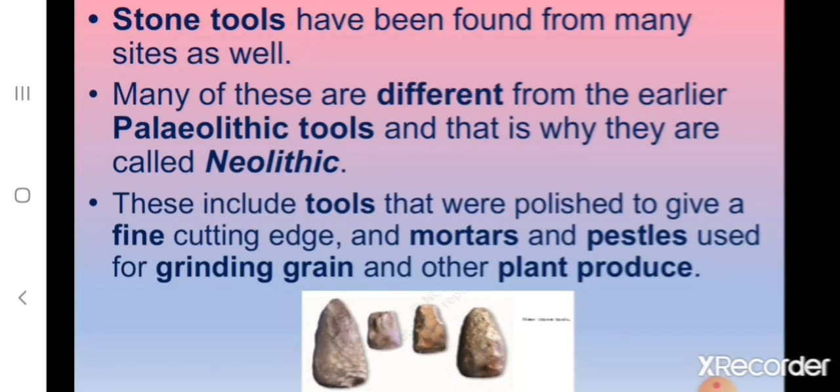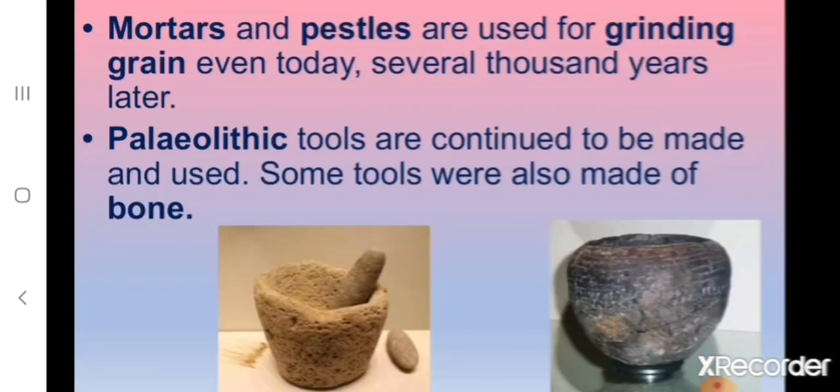Stone tools have been found from many sites as well, and many of these are different from the earlier Palaeolithic tools, and that is why they are called Neolithic. These include tools that were polished to give a fine cutting edge, and mortars and pestles used for grinding grain and other plant produce. Children, mortars and pestles are used for grinding grain even today, several thousand years later. The Palaeolithic tools continued to be made and used, and some of these tools were also made of bone.